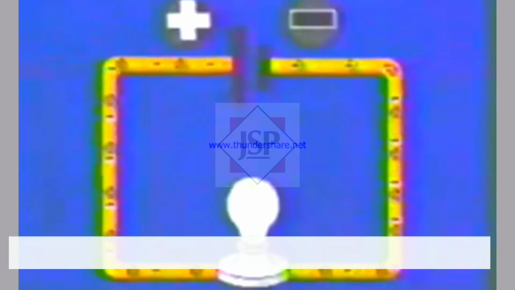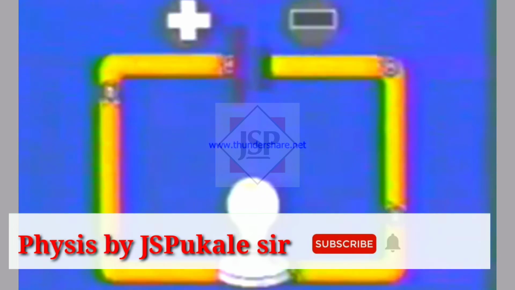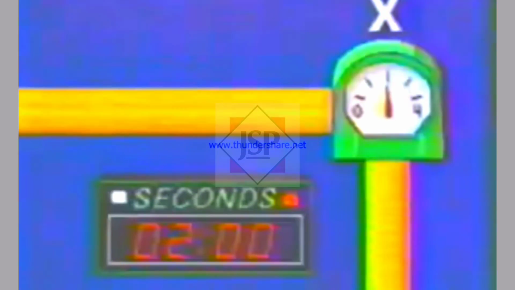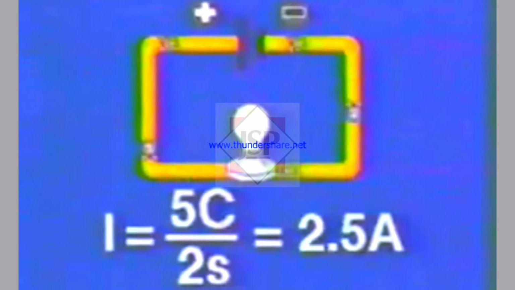Now we are going to calculate the current. How are we going to calculate the current? Current equal to Q divided by t. Q is coulomb, t is second. Coulomb per second is ampere. Now let us calculate: if in 2 seconds 5 coulombs are moving, then current equals 5 coulomb divided by 2 second, equal to 2.5 ampere.